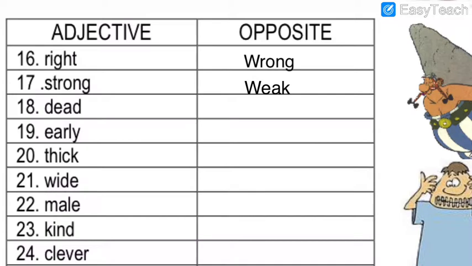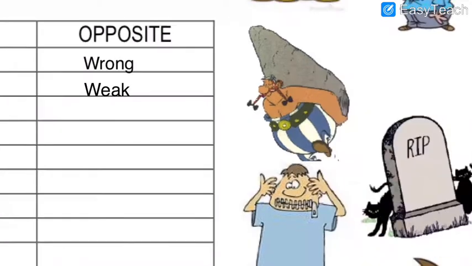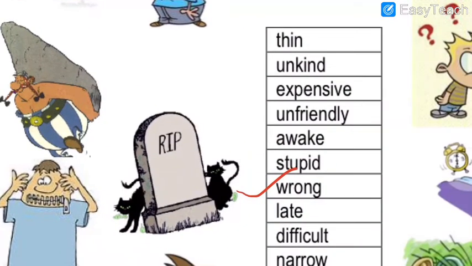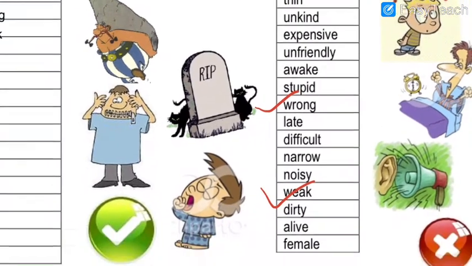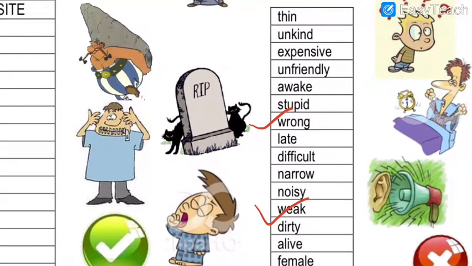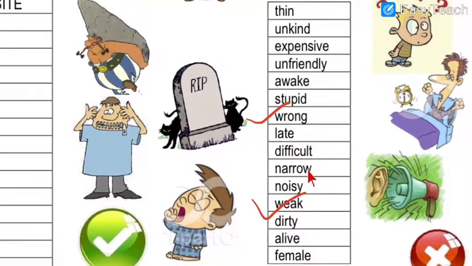So I hope you understood. Next is dead and early. These two you have to solve. Come on, what is the opposite of dead? No, this is not that dad. Daddy, mommy, no. This dead means someone who is dead, who is no more. So what is the opposite of that? Options are given. Just choose the correct option.